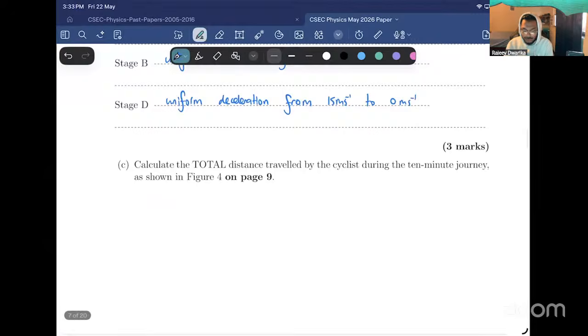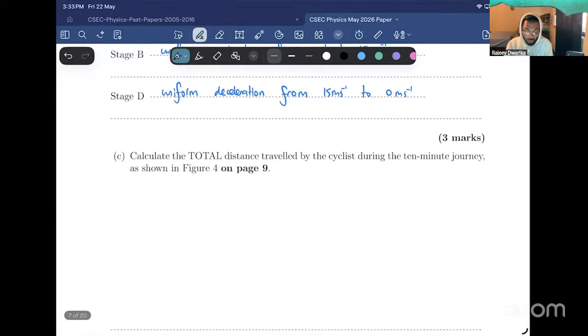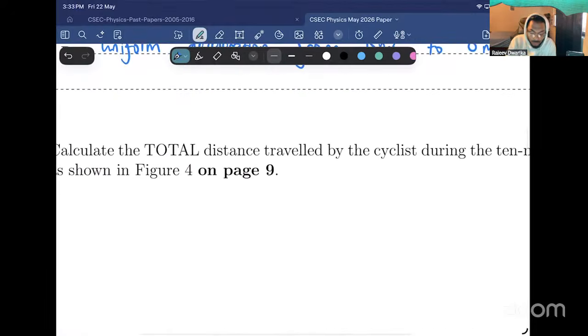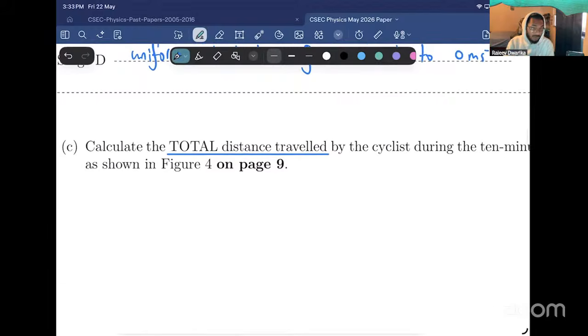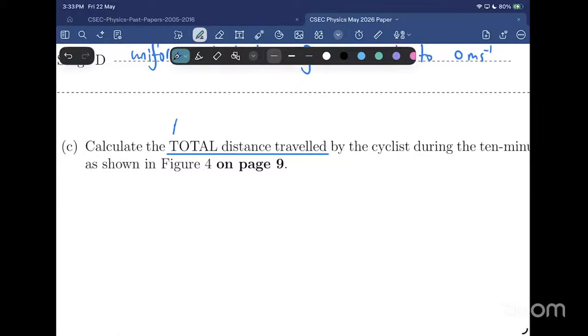Calculate the total distance traveled by the cyclist during a 10-minute journey as shown in figure 4. When we're talking about total distance traveled for a velocity time graph, we are really talking about the area on the graph.